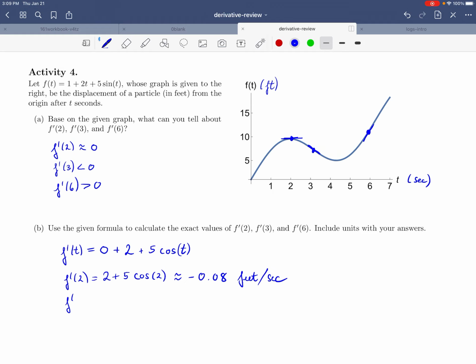Similarly, f prime of 3 is 2 plus 5 cosine of 3, which is approximately minus 2.95 feet per second. And f prime of 6 is 2 plus 5 cosine of 6, which is approximately 6.8 feet per second. And so yeah, we were right. F prime of 2 is close to 0, f prime of 3 is negative, and f prime of 6 is positive.